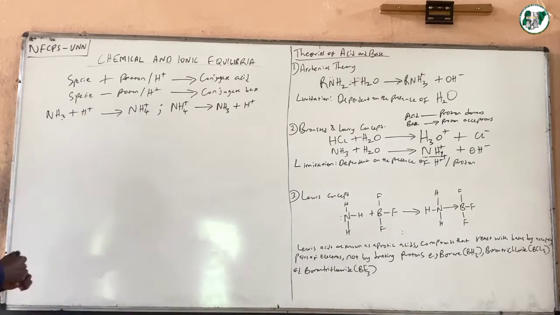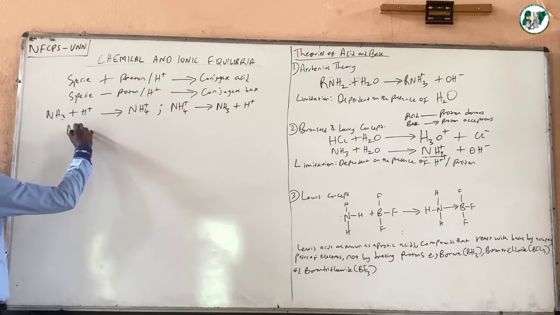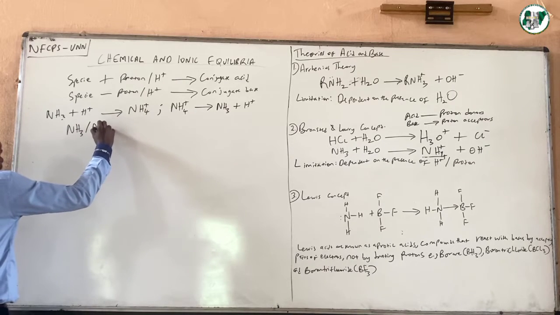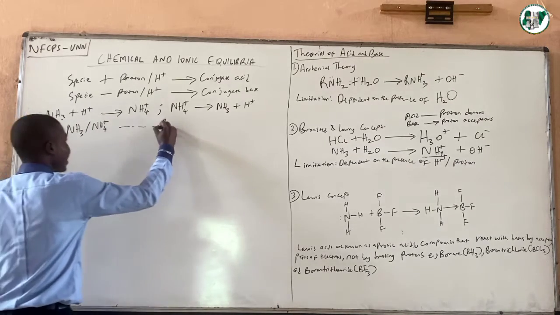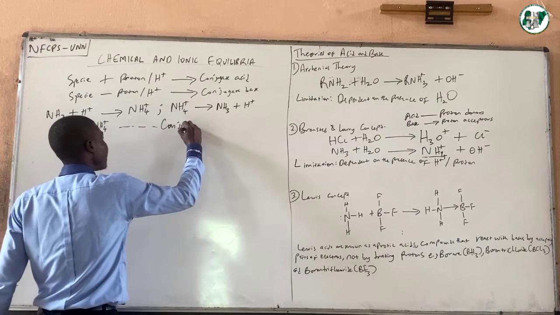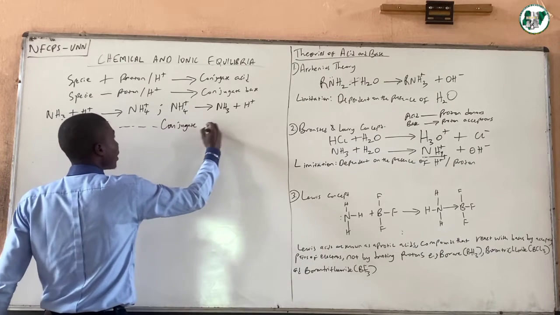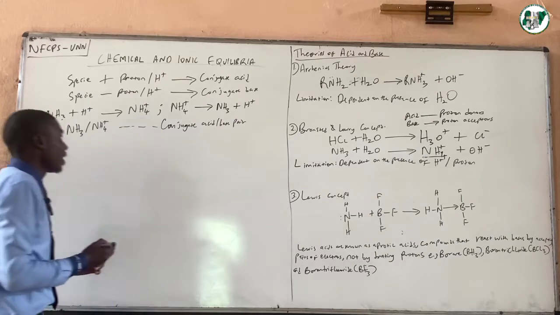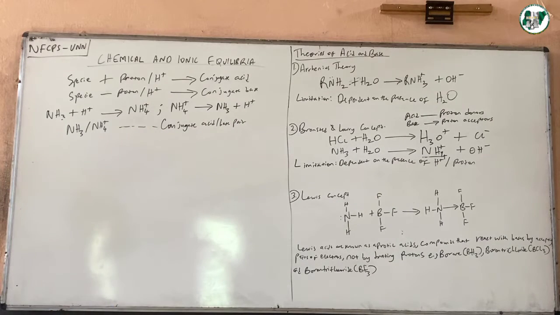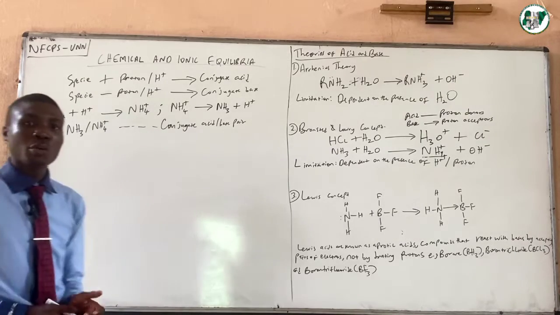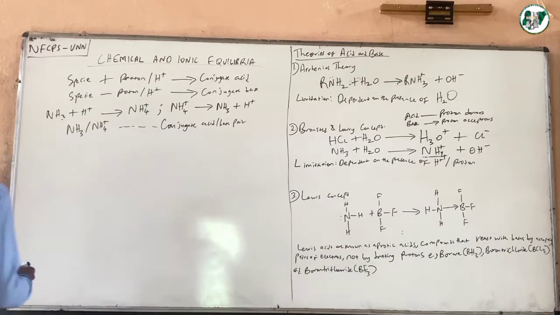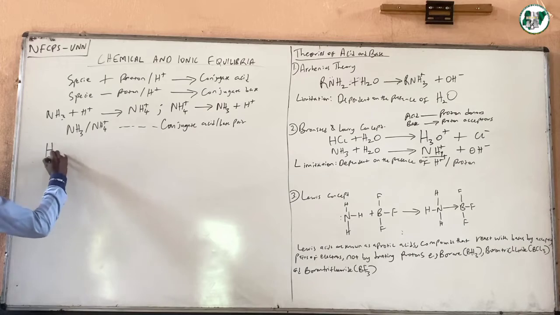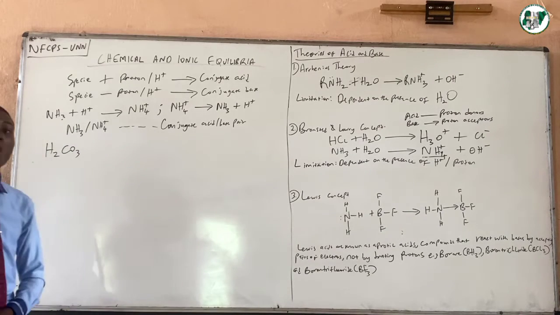Whenever you have these pairs together, NH3/NH4+, this is referred to as a conjugate acid-base pair. Are we together now? Conjugate acid-base pair. So I've done an example using ammonia and ammonium. Let us use another compound to drive our points home. Let us look at H2CO3, which happens to be carbonic acid.